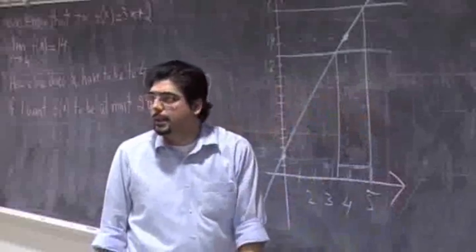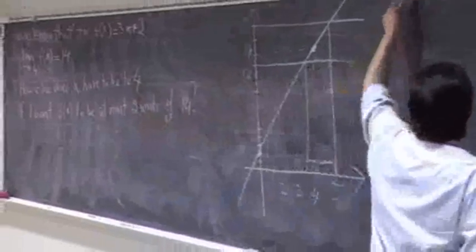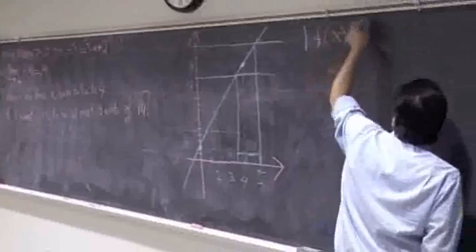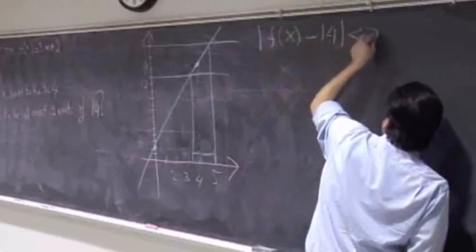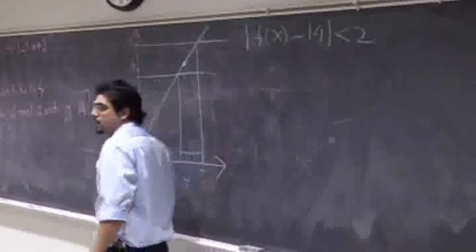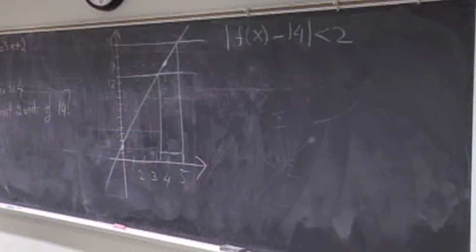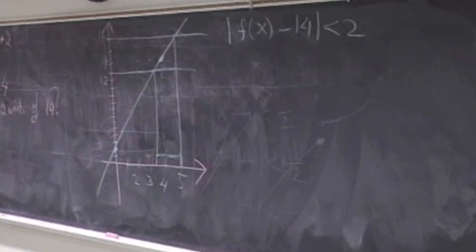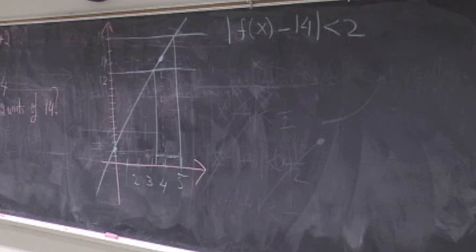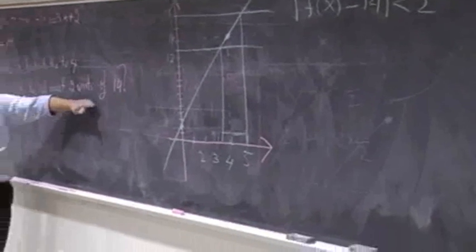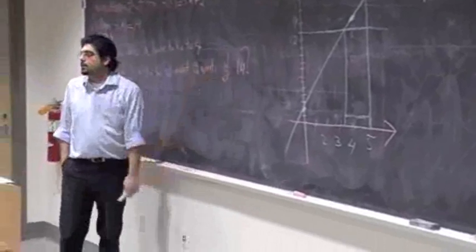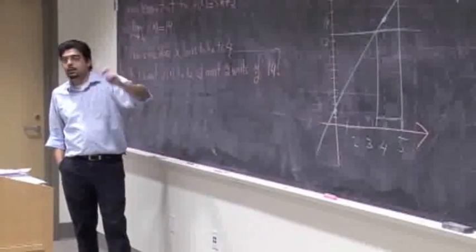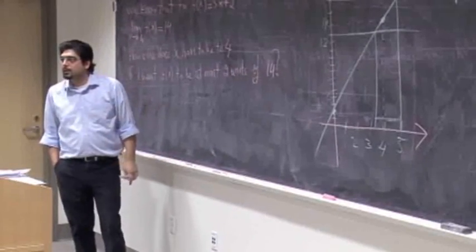Start from what you want. That's what you want. That's the direct translation of this. I want f of x to be at most 2 units away from 14. That's what it says, right? Okay?